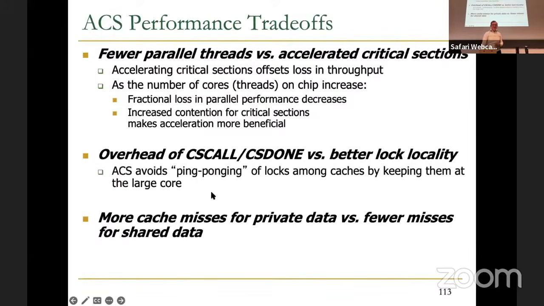And essentially, we avoid ping-ponging of locks. So there's clearly a trade-off over here. And then let's take a look at the last one. If you get more cache misses for private data, because we're communicating that, because the private data is actually produced in the small core, and it has to be transferred to the large core, right? But we hopefully get fewer misses for shared data, because now, assuming you execute all of the critical sections in the same core, the shared data always remains there, right? It never needs to be communicated somewhere else.